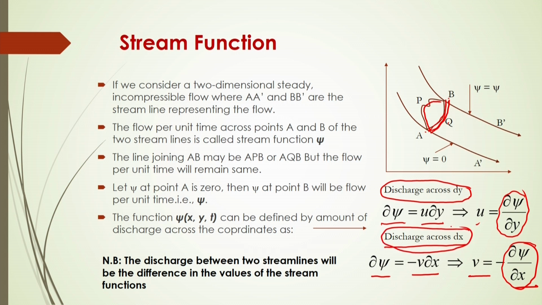So, this is basically how much water will be flowing per unit time across the points A and B of the two streamlines there. The discharge between two streamlines will be the difference in the values of the stream functions. So, based on this concept, you can calculate the discharge per unit time.